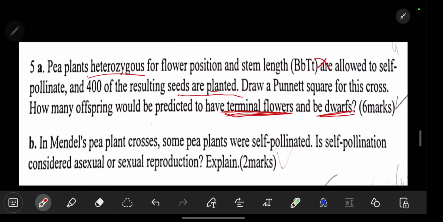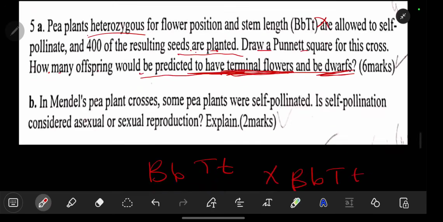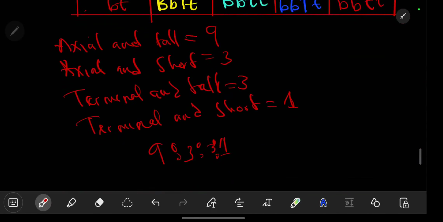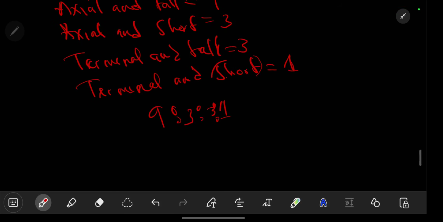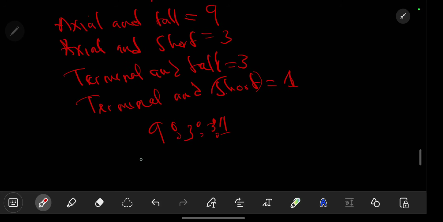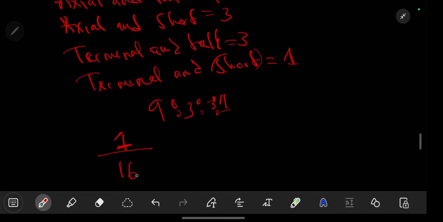Now the question was saying that 400 of the resulting seeds are planted. Draw the Punnett square for this cross. How many offsprings would be predicted to have terminal flowers and dwarf? So as you can see, the one for terminal and short, which is for dwarf, you have 1. So you are going to have 1 out of, so the Punnett square, it's a 16 Punnett square, so the result is 1 out of 16.